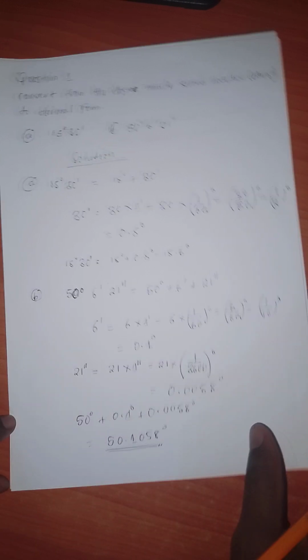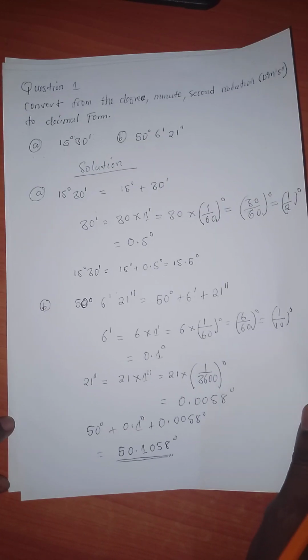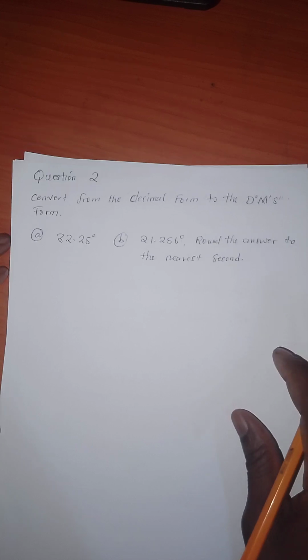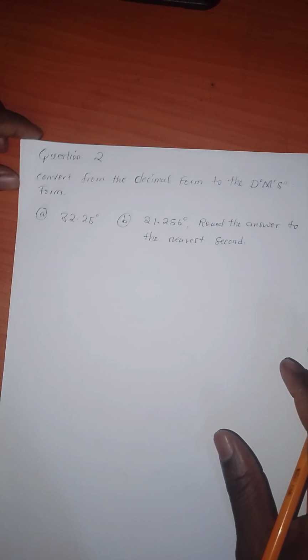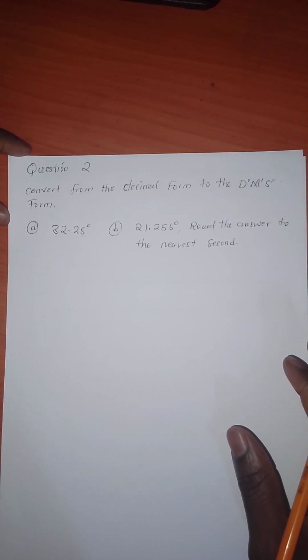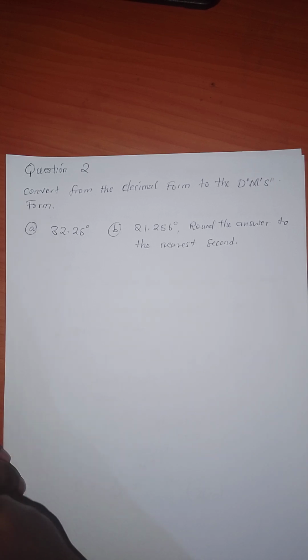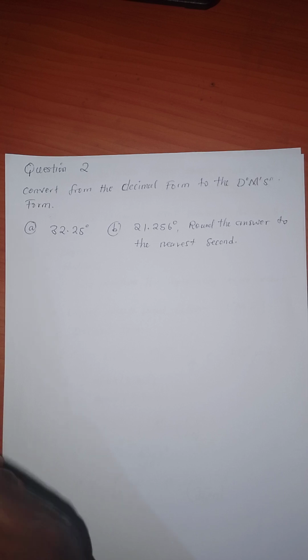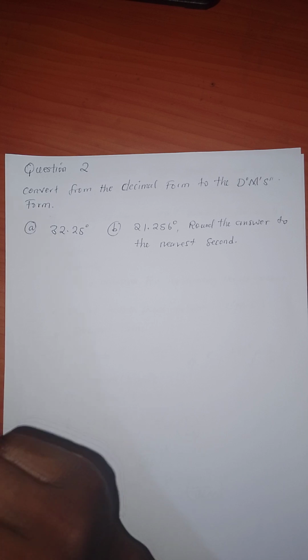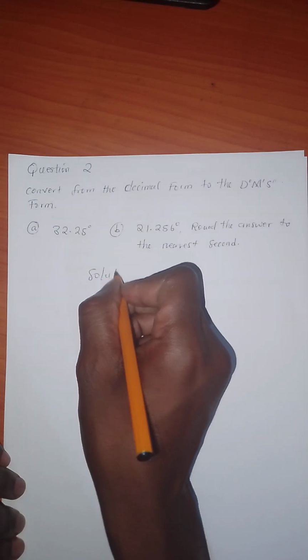In our next question, we'll be looking at converting from the decimal form back to the degree minute second notation. Here is the question, and it is simply saying convert from the decimal form to the degree minute second form. So how do we do that? Let's proceed. So, solution.